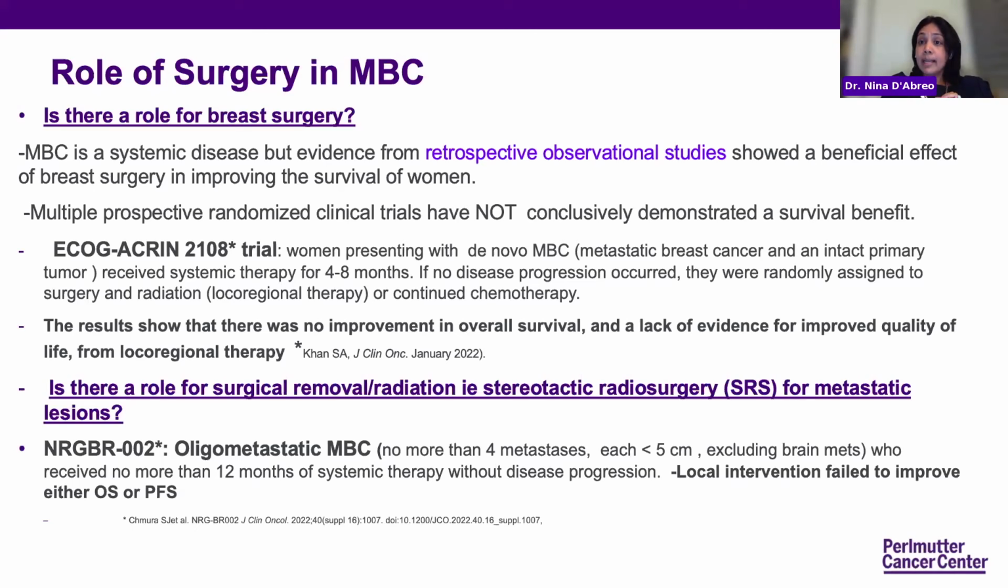One of the studies that answered this question for us was the NRG BR002 study, which put this to the test, again in a randomized fashion. It looked at patients with what we call oligometastatic disease, no more than 4 spots of disease elsewhere, excluding brain metastases. They received about 12 months of treatment, whatever you chose to give them for their subtype of cancer. Then these patients had surgery for the breast, as well as surgery or radiation to treat a liver spot or a lung spot. Unfortunately, these local interventions did not improve survival compared to patients who just continued their systemic therapy.